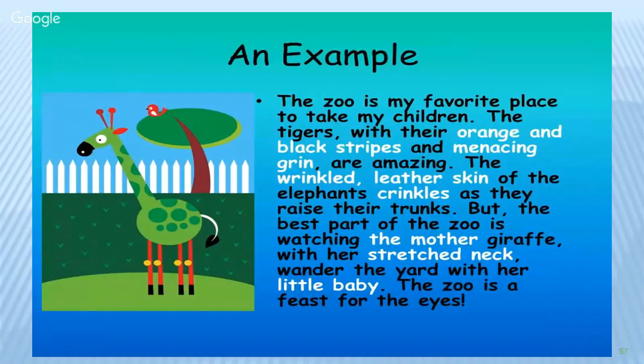The zoo is my favorite place to take my children. The tigers with their orange and black stripes and menacing grin are amazing. The wrinkled leather skin of the elephants crinkles as they raise their trunks. But the best part of the zoo is watching the mother giraffe with her stretched neck wander the yard with her little baby. The zoo is a feast for the eyes. So there is a description about a zoo.